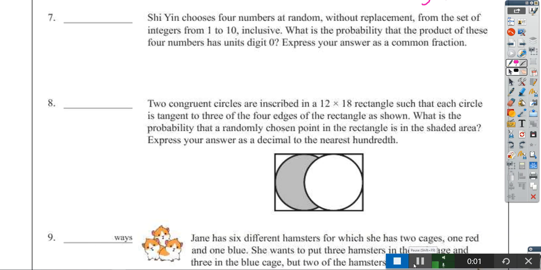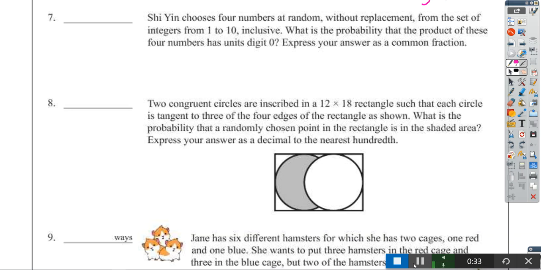All right, now 7 and 8 happen to be my favorite two problems on this sheet. Xinyan chooses 4 numbers at random without replacement from the set of integers 1 through 10 inclusive. Inclusive means we're using all of those numbers, 1, 2, 3, 4, 5, 6, 7, 8, 9, 10. What is the probability that the product of these 4 numbers has a units digit of 0? Express your answer as a common fraction.